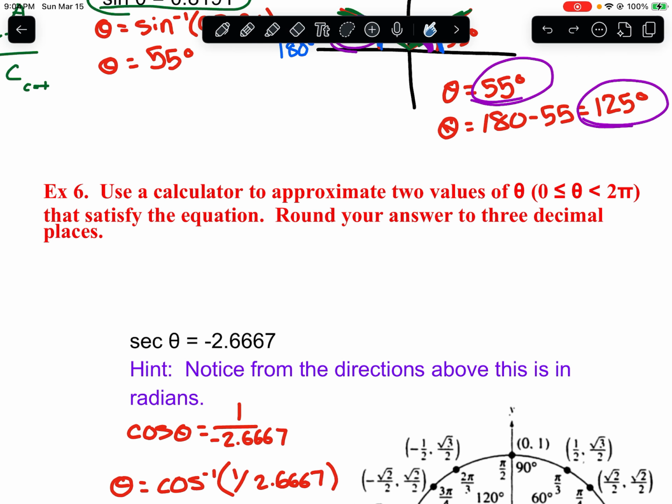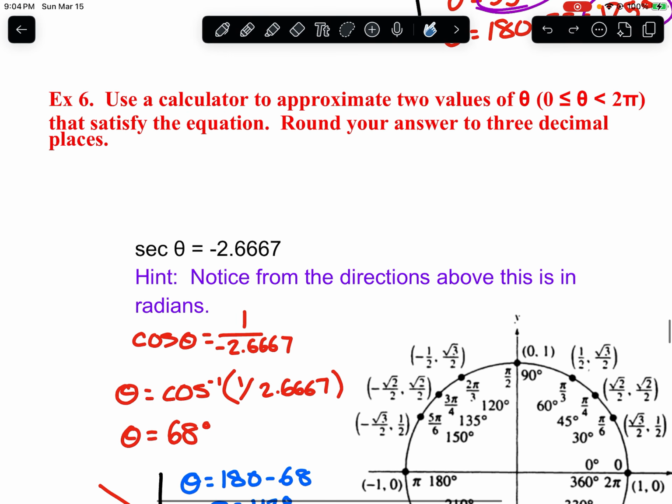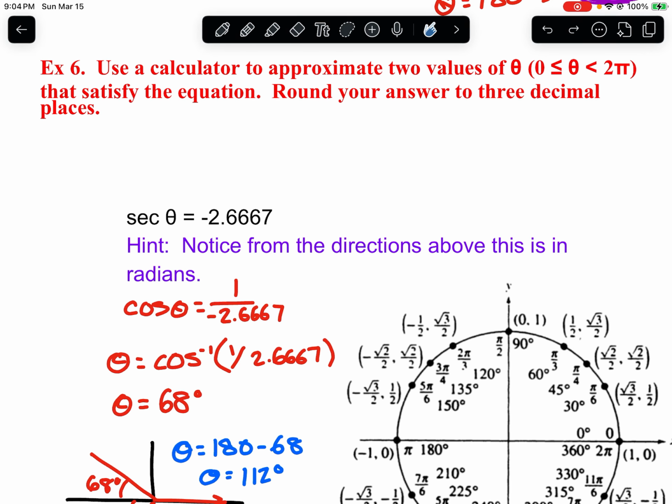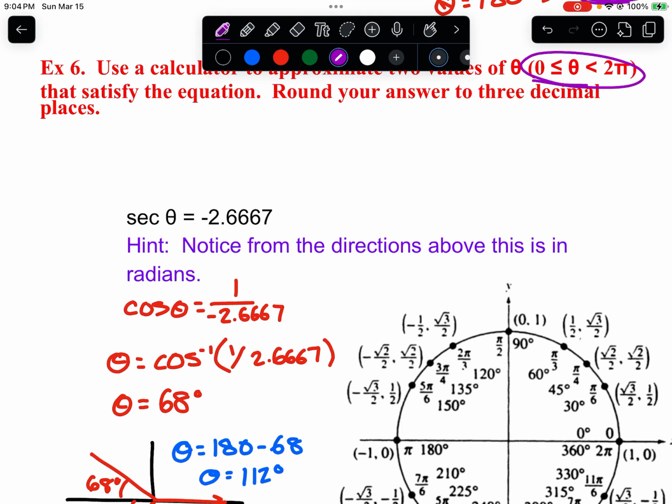So if we do something really similar here, use a calculator to approximate two values of theta. Now here it says between 0 and 2 pi, to satisfy the equation. I know it says 0 to 2 pi, but just for ease of calculation and for our own comprehension to start with, I'm going to work with this in degrees to make it a little bit easier for us. We're given, in this case, that secant of theta is equal to negative 2.6667. I'm guessing it's negative 2 and 2/3, so we just rounded it at some point.